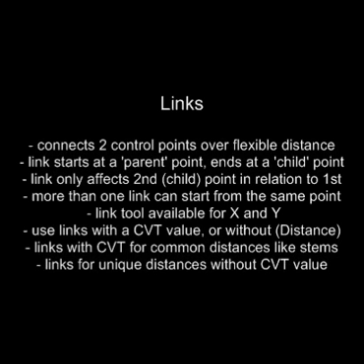Links go in one direction, so the toolbar has 2 linking options, one for X and one for Y. You can use links with CVT values or without, which is called a distance. Links that are used with CVTs for common distances, like stem weights, are entered into the control program. Using links for unique distances with no CVT value works in the same way, linking a parent to a child point. You can also set a minimum distance to force it to maintain 1 pixel or more, or allow the distance to collapse.